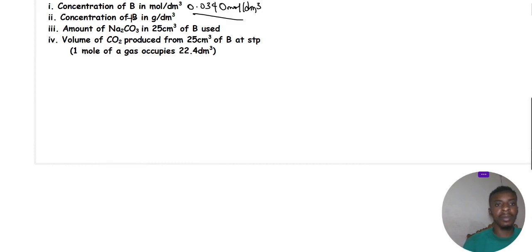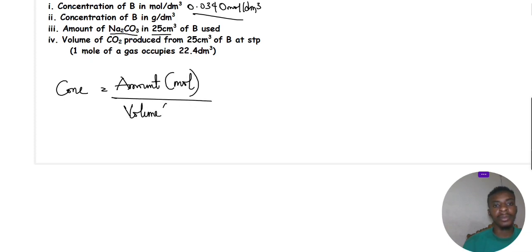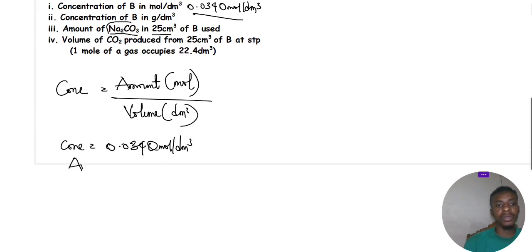which says calculate the amount of sodium carbonate in 25 cm cube of B measured. Very simple. Concentration is equal to amount, this is the formula for concentration: amount in mole over volume in dm cube. So now I want to calculate the amount of sodium carbonate. We've already gotten the concentration to be 0.034. So we substitute. Take note, concentration is 0.034 mole per dm cube. Amount is what we are looking for. Amount is unknown. Then the volume, we said is 25 cm cube.